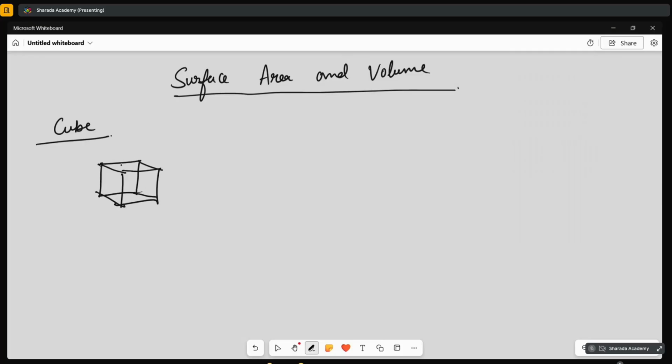Okay. So in a cube, each face is a square, right? So you will have 6 faces in that. The total surface area of the cube will be equal to 6a square.